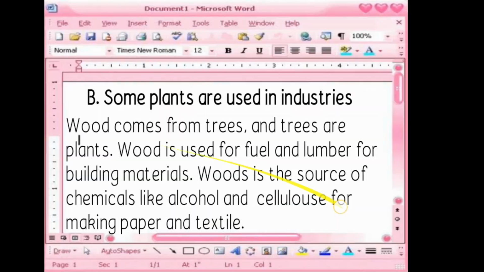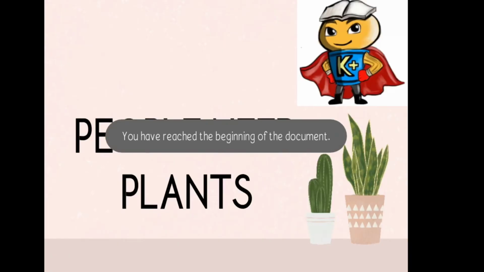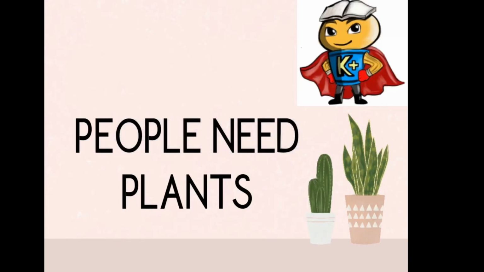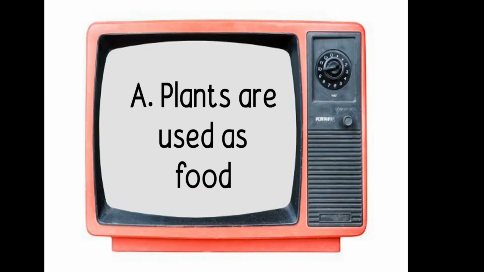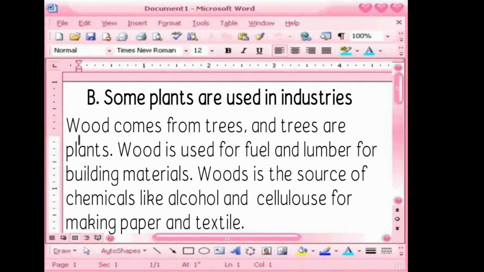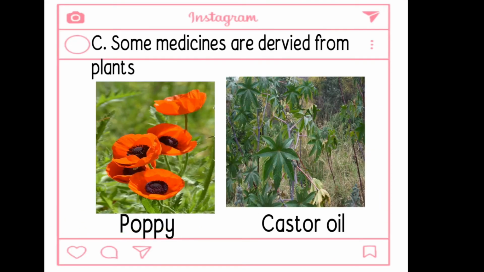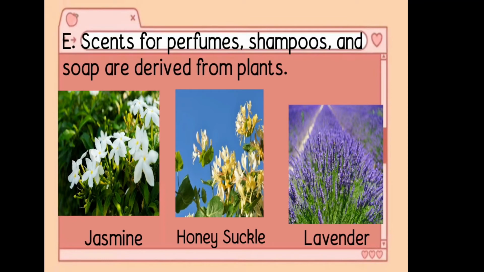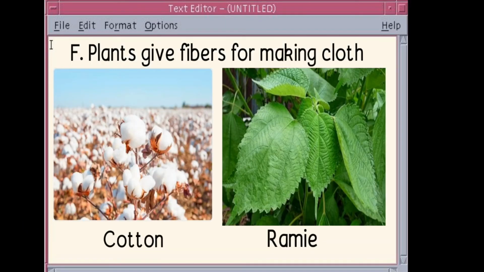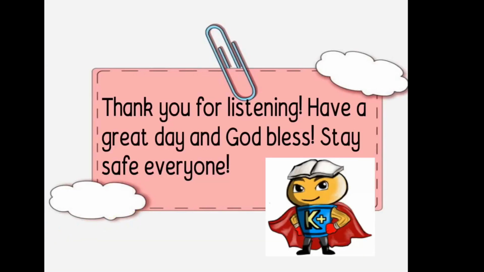Wait, balik tayo. So, kung bakit kailangan natin ng mga tao ng halaman. So, recap. Need natin ng plants dahil ito ay plant uses as food. Plants are used in industries. Some medicines are derived from plants. Beverage and drinks can be obtained from plants. And scent for perfumes, shampoos, and soap are derived from plants, and plants give fibers for making cloth.